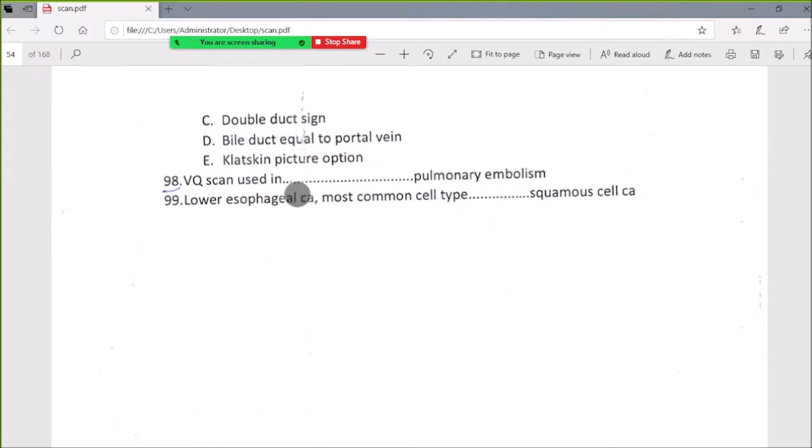98. VQ scan used in pulmonary embolism. 99. Lower esophageal carcinoma, most common cell type is squamous cell carcinoma.